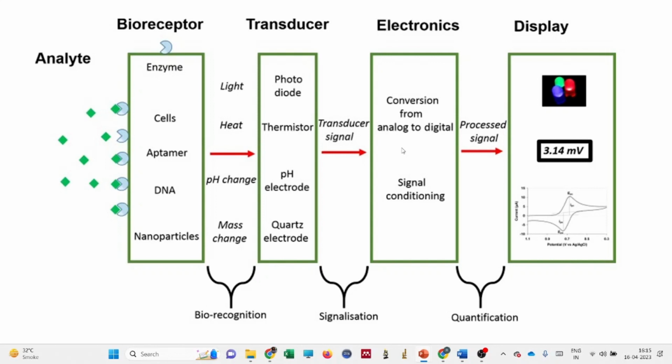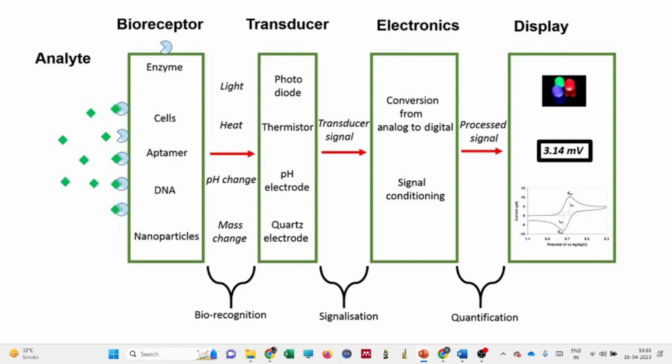Then the next component is electronics. This is the part of the biosensor that processes the transduced signal and prepares it for display. It consists of complex electronic circuitry that performs signal conditioning such as amplification and conversion of signals from analog into digital form. The processed signals are then quantified by the display unit of the biosensor.